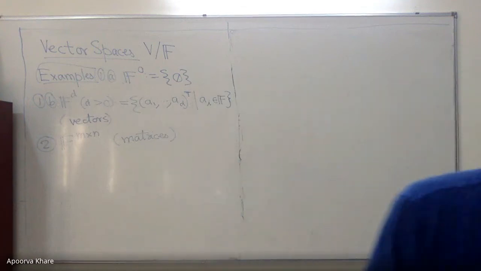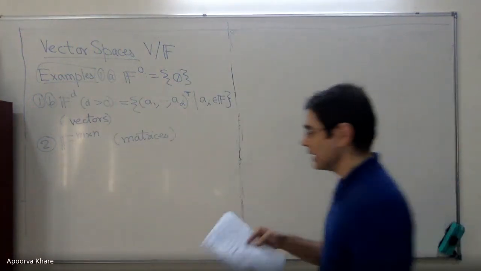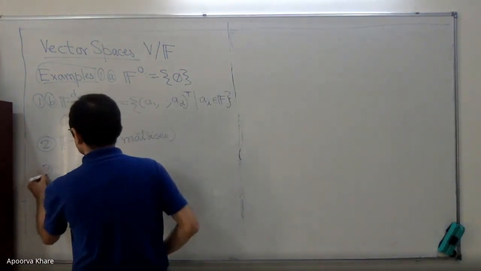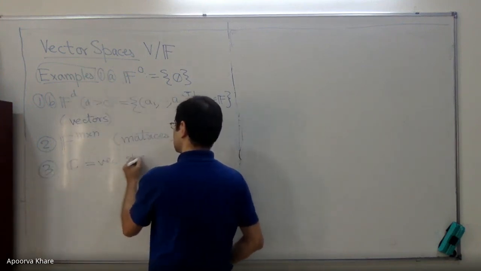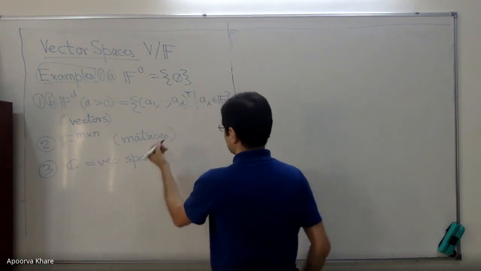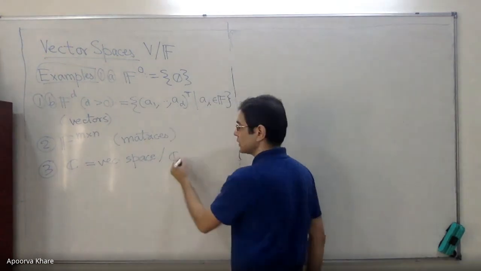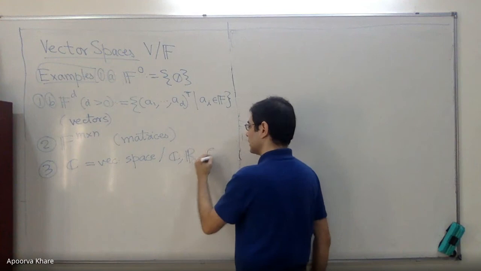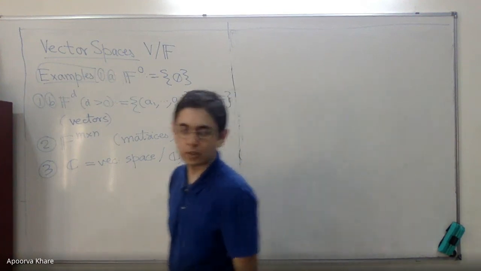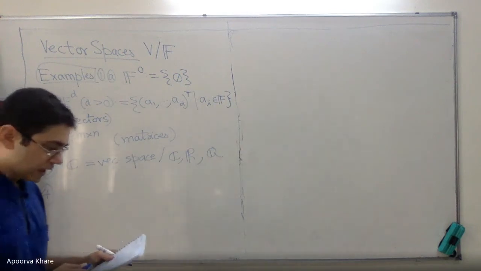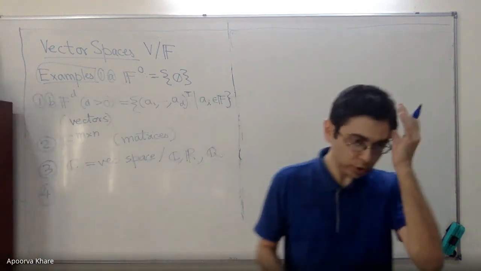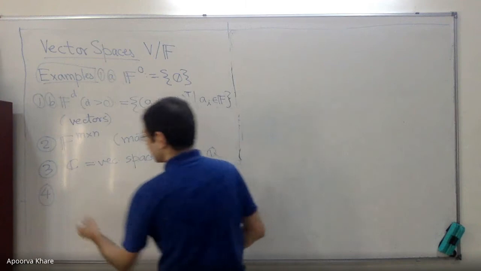The third example we also saw. The complex numbers form a vector space over the complex numbers, or over any subfield contained inside the complex numbers, like the real numbers or the rational numbers. The next one is interesting. I have told you of this example before, but I will state it differently.